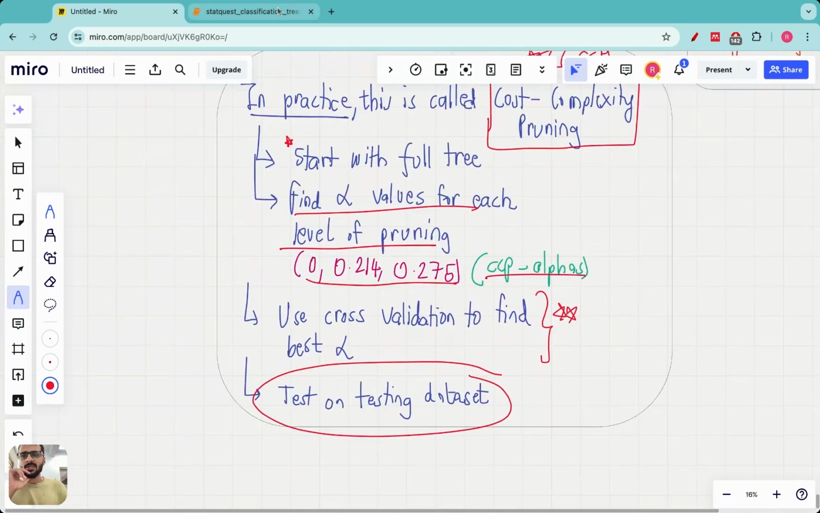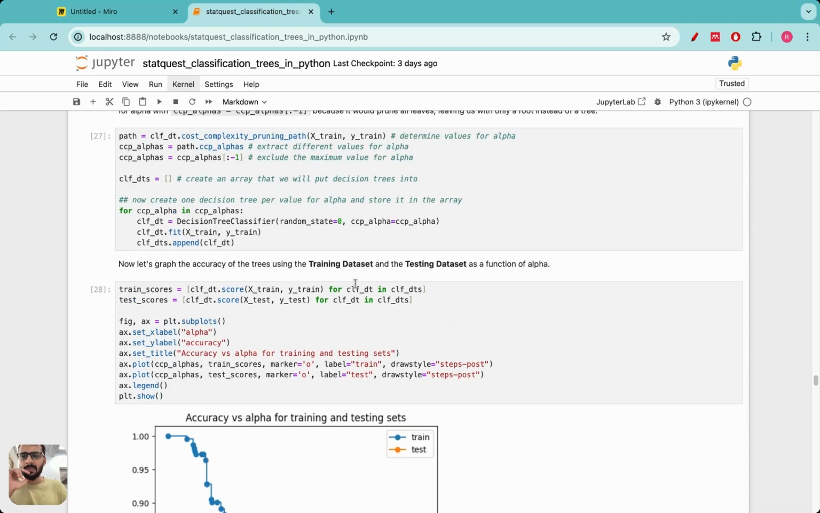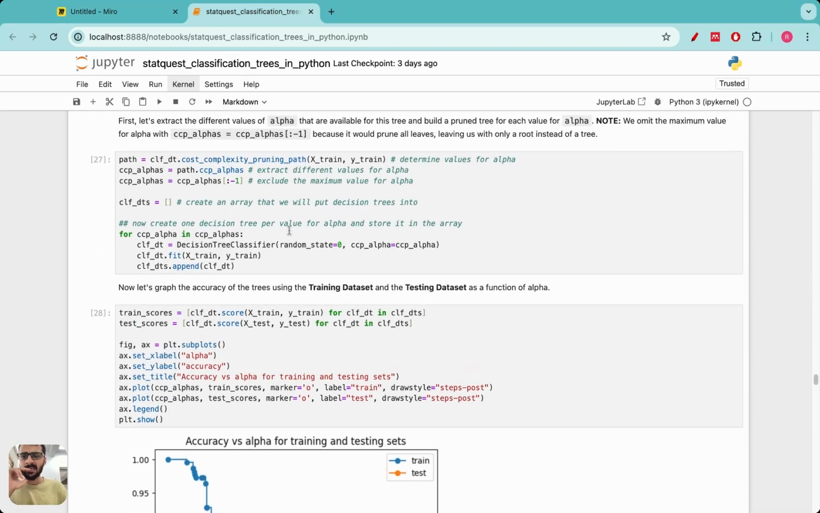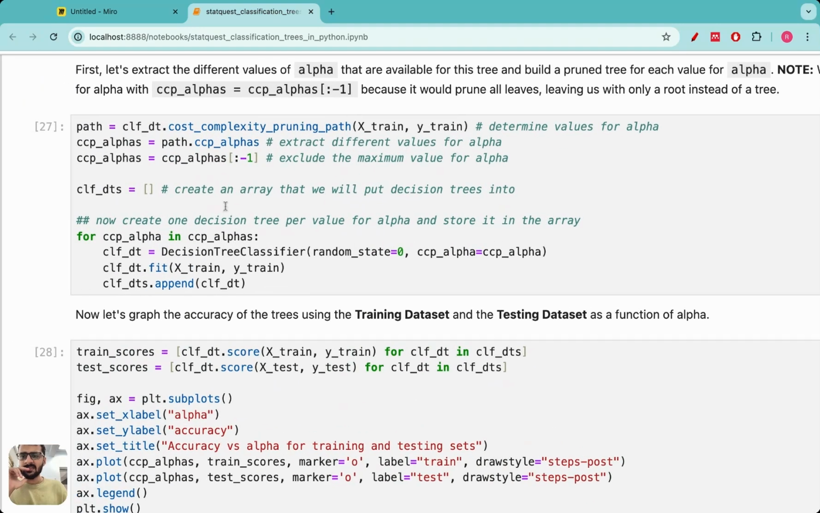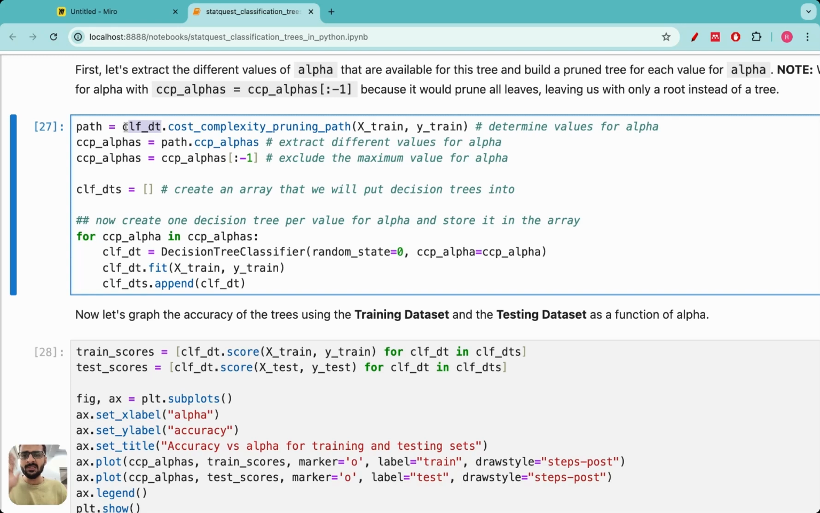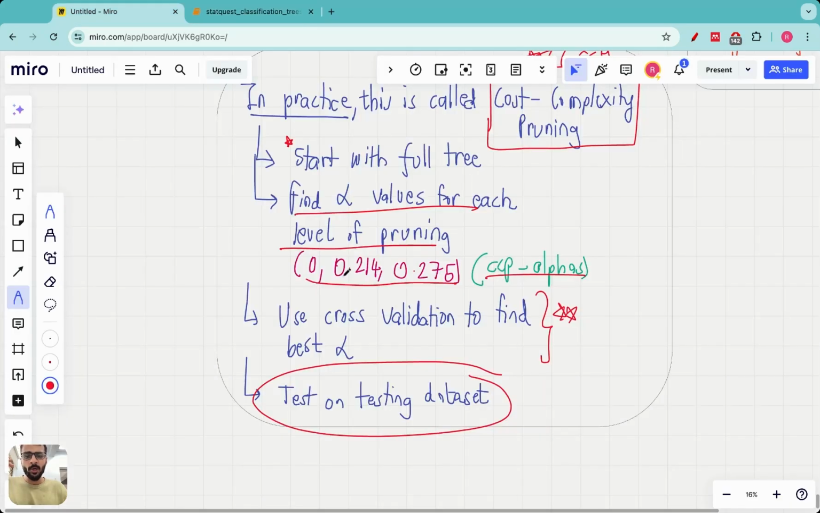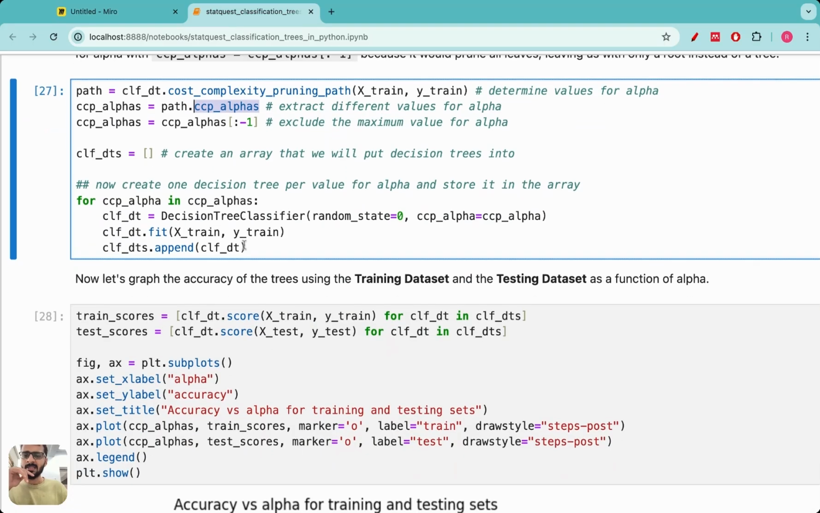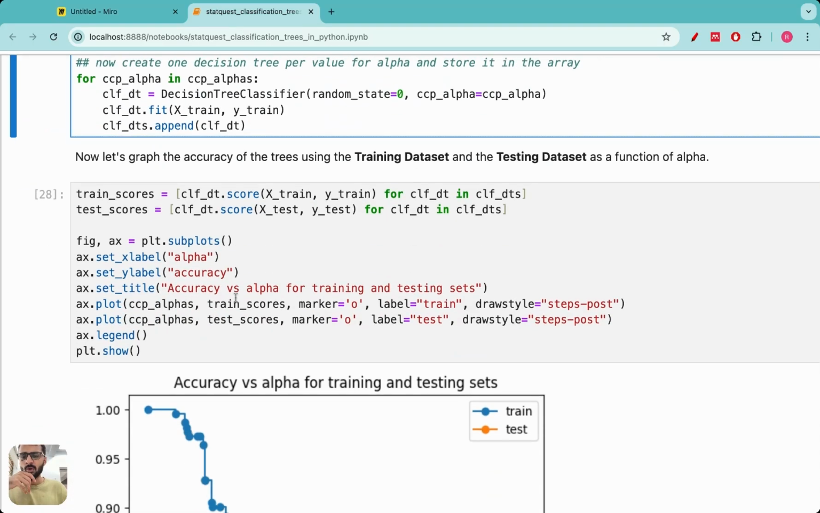Okay, so one thing which I want to show you is that when you actually implement this in Python, it will look something like this. This CCP means cost complexity pruning. So whenever you get the full decision tree, you implement this cost complexity pruning, and then you store the alphas. So these are the transition point alphas which I mentioned, CCP alphas. These are 0, 0.214, 0.275 which I mentioned. You store these and then you compute the k-fold cross validation.